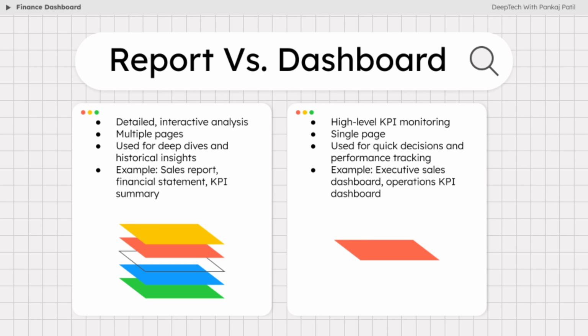But apart from this, dashboards are quite different. They are just a single page, and they are used to make quick decisions and track performance, showing each and everything concisely. For example, we can say an executive sales dashboard, which shows each and every detail about sales within a few visuals. Also, we can take the example of an operations KPI dashboard, and there are multiple examples. So you will also understand what I am trying to explain when you work on the examples.